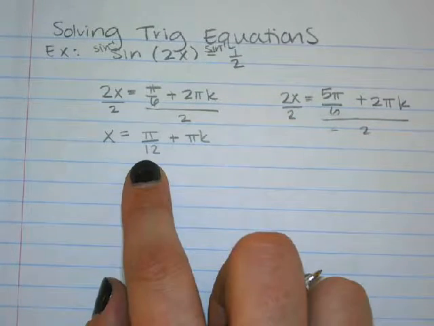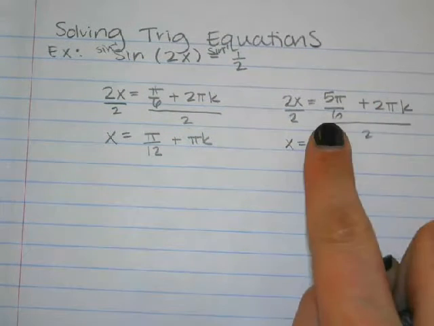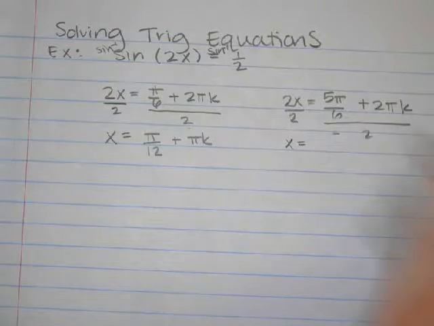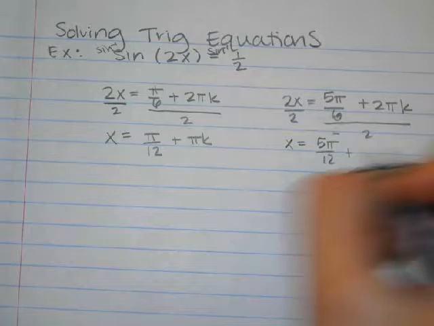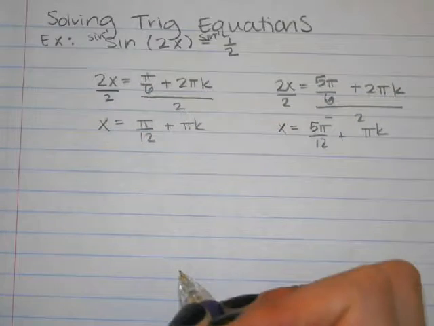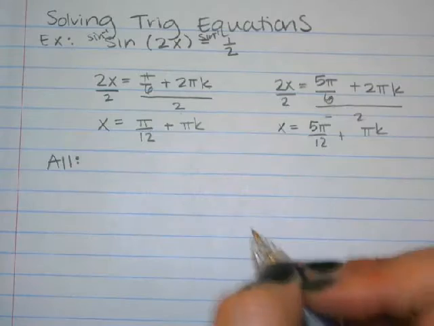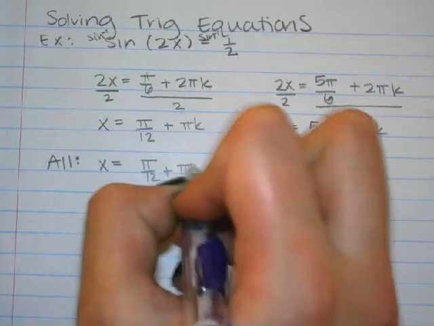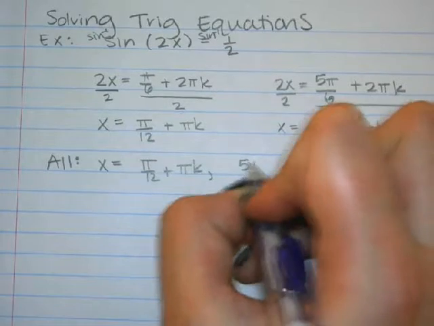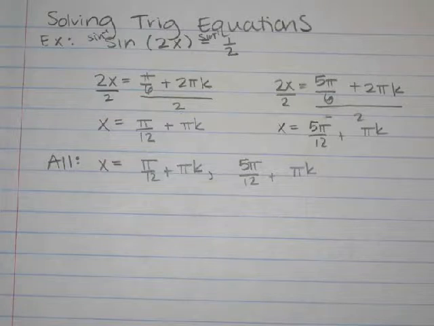So we have pi 12ths plus pi k. Over here we're going to have x equals 5 pi over 6 divided by 2, which is what? 5 pi 12ths plus pi k. Good. So if we were doing a problem where they said find every single possible solution, then you would say x equals pi 12ths plus pi k, and x equals 5 pi 12ths plus pi k. That's what you would say if they said find all solutions for me.